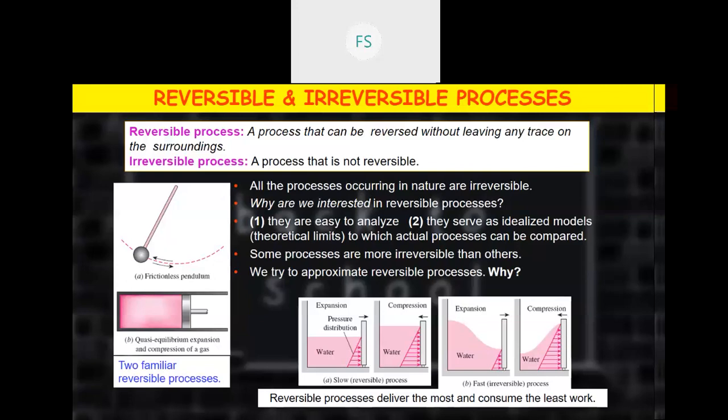For example, for slow processes or reversible processes, the pressure distribution is consistent. As well, during the compression process, the pressure distribution is also consistent compared to the irreversible process.